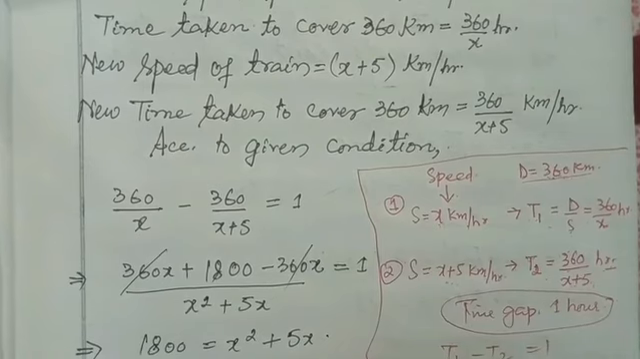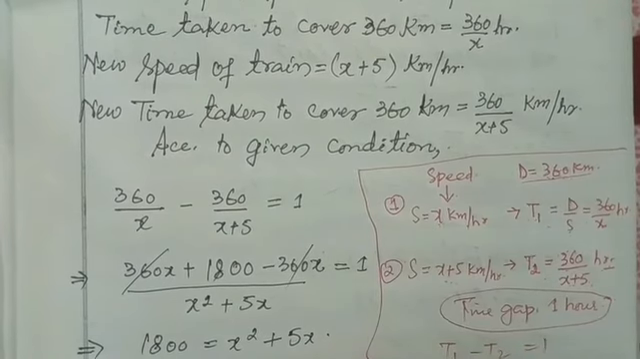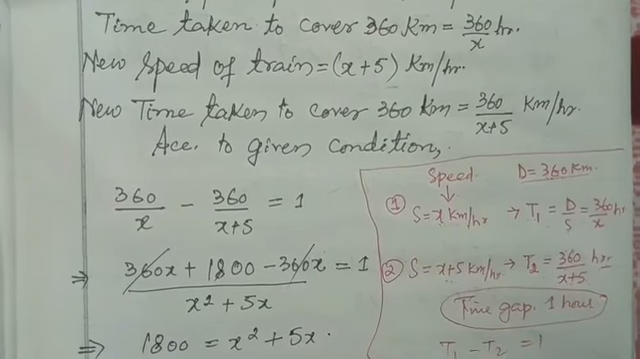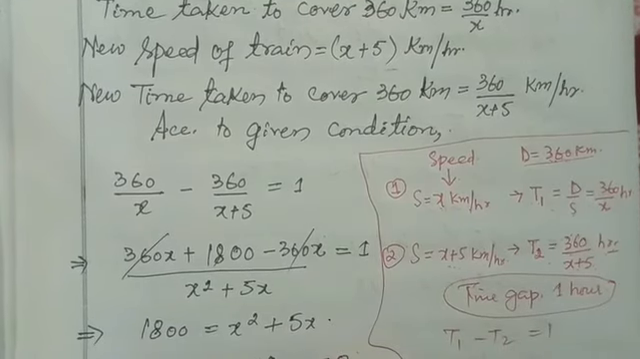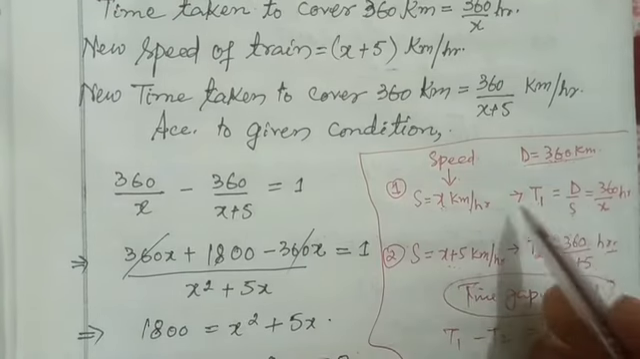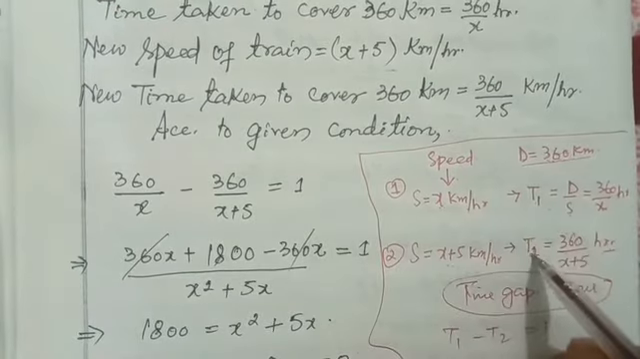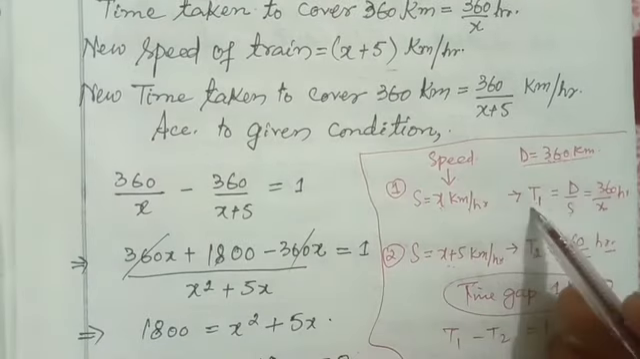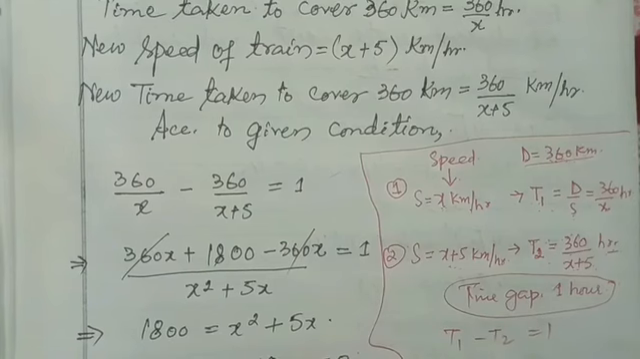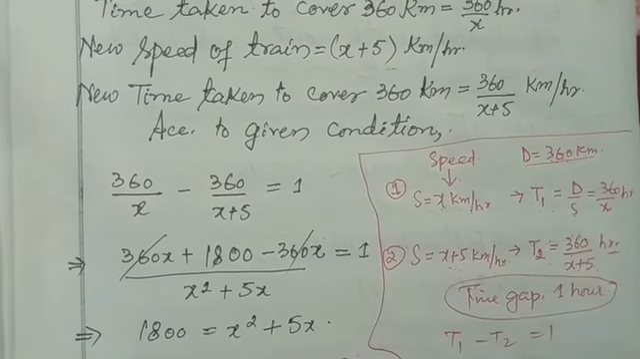That is, 360 by x minus 360 by x plus 5 equals 1. That is, the time gap between these two times is 1. Here it requires 1 hour less than this time. So I can form here the quadratic equation, then I will solve accordingly.